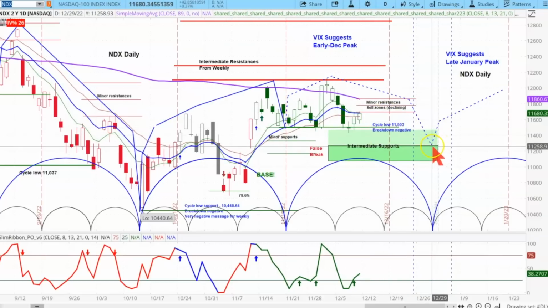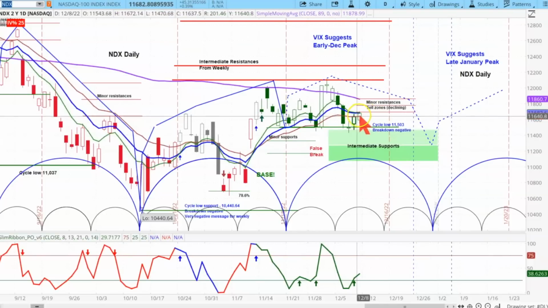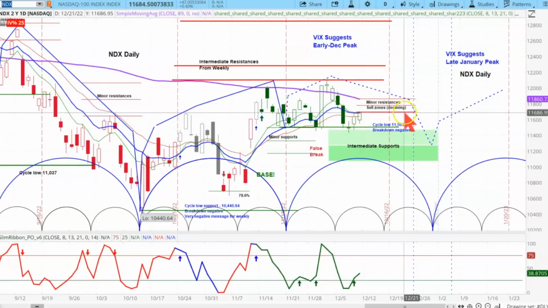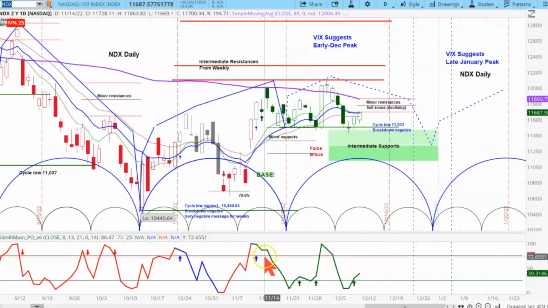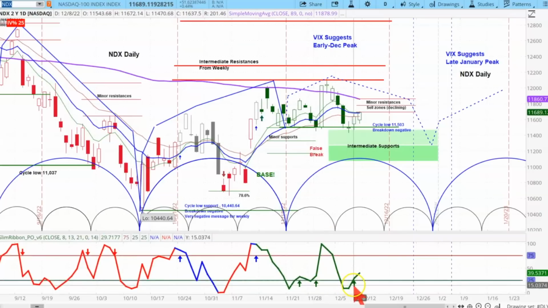and in a choppy motion, very likely to get down to this level here around 11,260, 11,270, somewhere right over there in the NASDAQ. So it's at 11,680 right now, and likely through the end of the year to get down to that 11,260 area. And getting through this resistance is a very low probability here. As we see, getting under 11,503 is a negative breakdown and gives us a sense that the market is in negative condition. Now, if you look on the bottom here at the slim ribbon PO, this is still giving those positive signals.